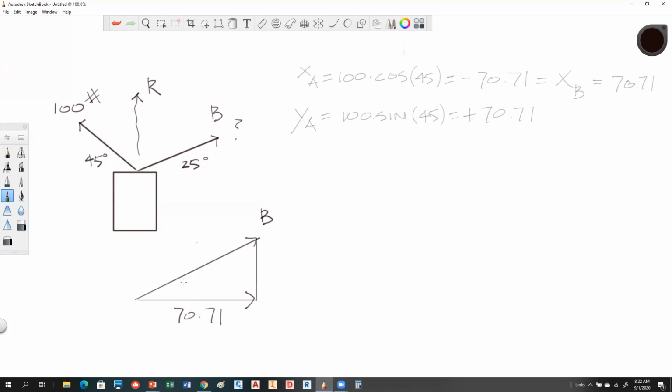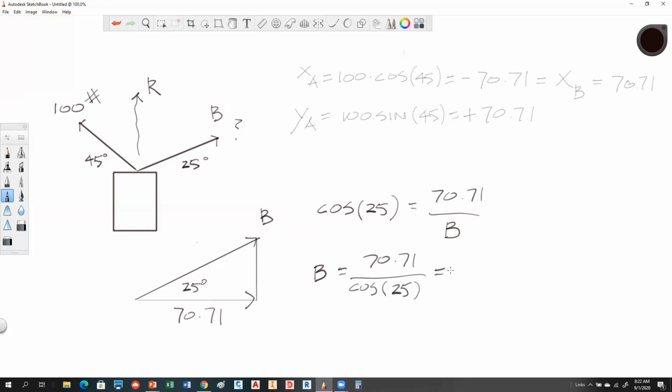And I know that this is 25 degrees. So by using a cosine relationship, I know that the cosine of 25 is going to be equal to 70.71 over B. Solving for B gives us 70.71 divided by the cosine of 25, and we'll get the same number when we do that math.